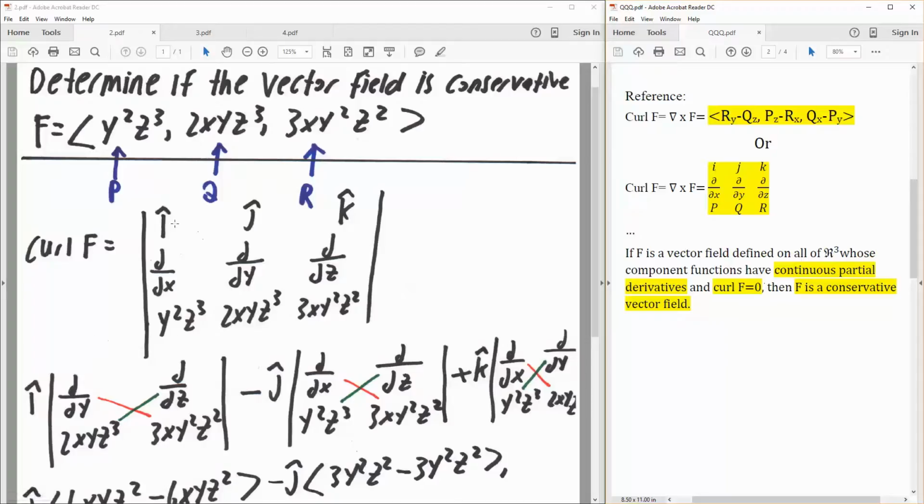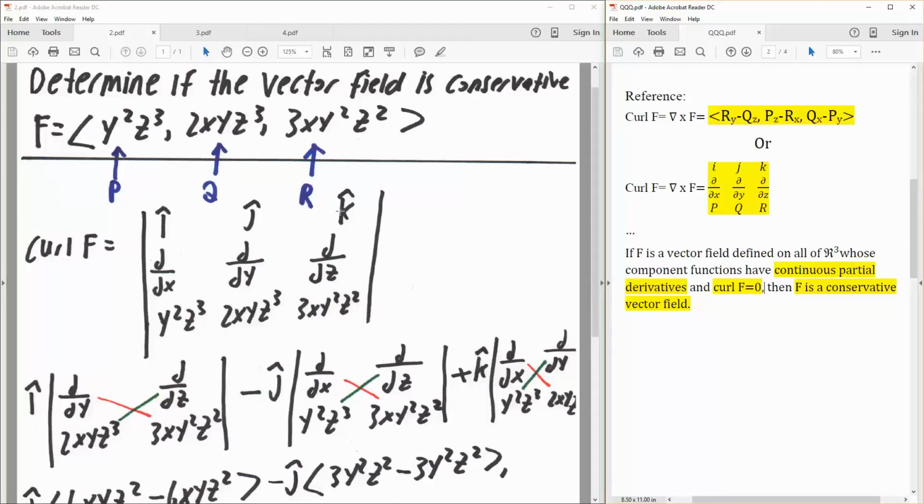So let's do that. We write i, then we go diagonal and draw a box. So we have partial derivative in terms of y, below it 2xy z cubed, partial derivative in terms of z, 3xy squared z squared. Then we do minus j. If you draw a box by going diagonally to the right, we don't have 4 elements, so we go left, these two, then go right, these two. So left is partial derivative in terms of x and y squared z cubed, then right, partial derivative in terms of z and 3xy squared z squared.